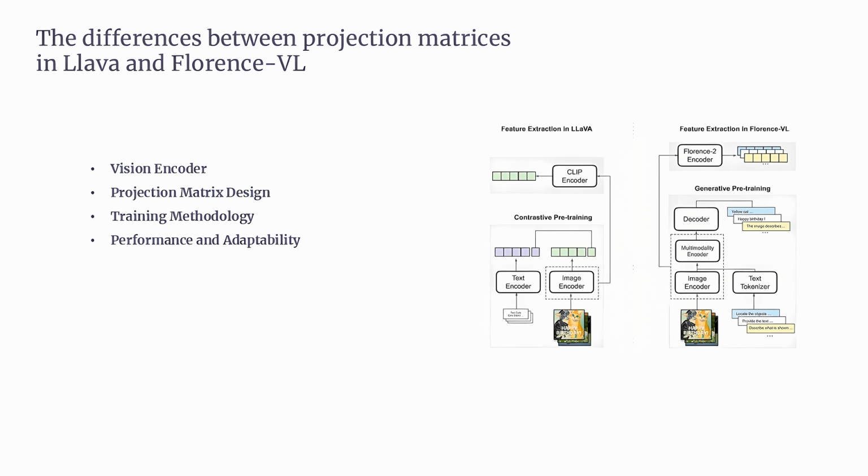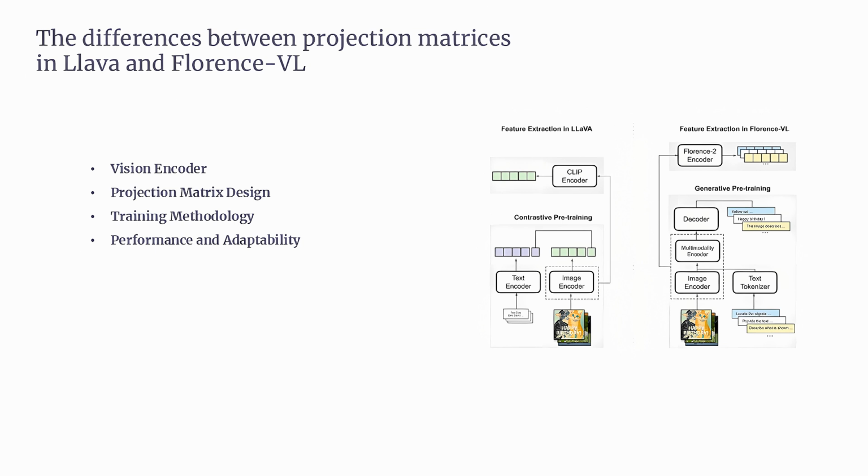On the other hand, Florence VL shows significant improvements over LLaVA across many multimodal and vision-centric benchmarks. Florence VL benefits from the Florence 2 model's superior visual feature extraction and its sophisticated approach to cross-modal learning, making it particularly strong in tasks like visual question answering, VQA, perception tasks, and optical character recognition, OCR.